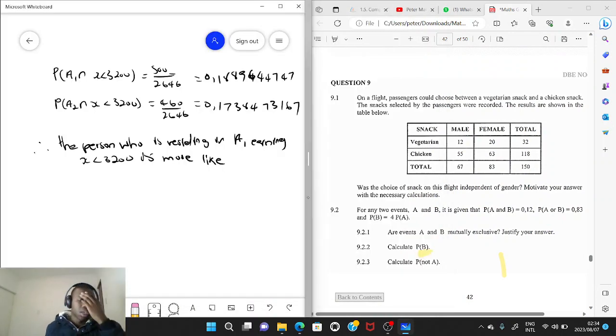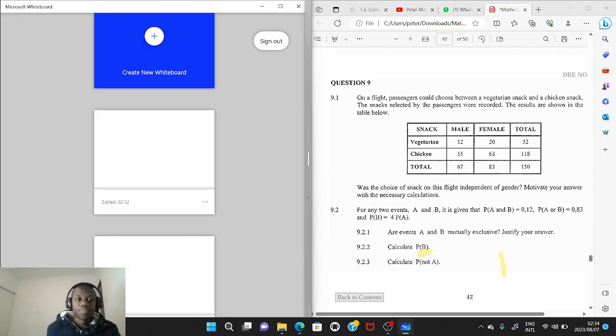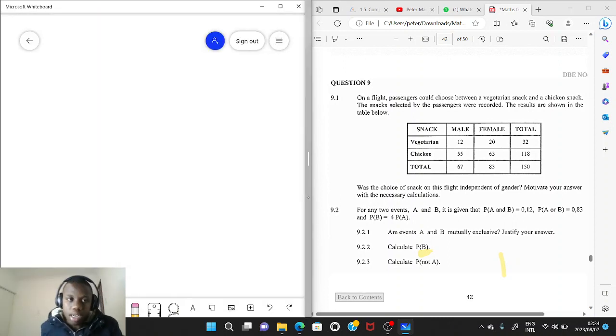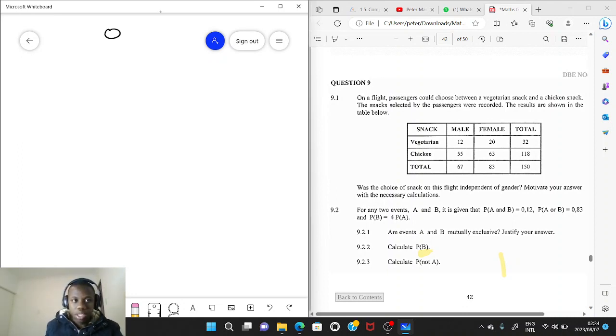Now we have another equation. Let us look at the last question of our session. So now we have question 9. On this question 9, we are looking at 9.2 in this case.